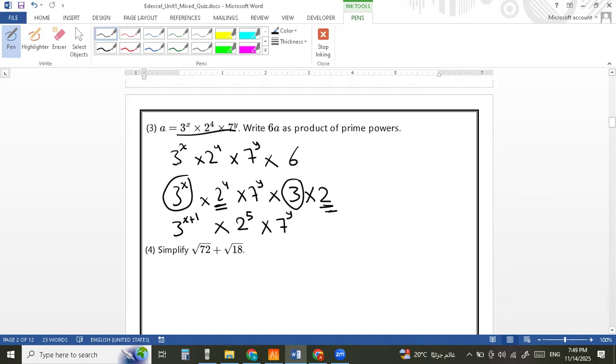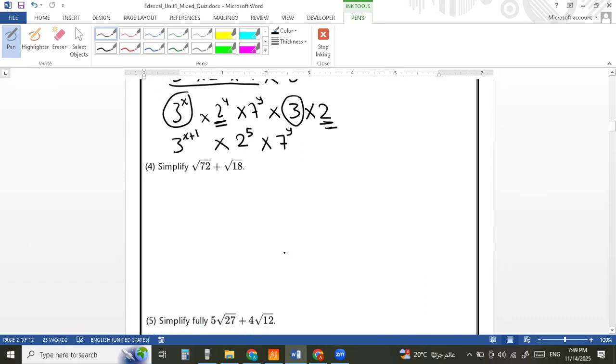So the first part is just the same, nothing changed. I multiplied it by 6 that they wanted to multiply it by, but I broke the 6 into prime factors, 3 times 2. I collected the 3: 3 to the power of x times 3 to the power of 1 is 3 to the power of x plus 1. 2 to the power of 4 times 2 to the power of 1 is 2 to the power of 5. 7 to the power of y got multiplied by nothing, so it's just 7 to the power of y.